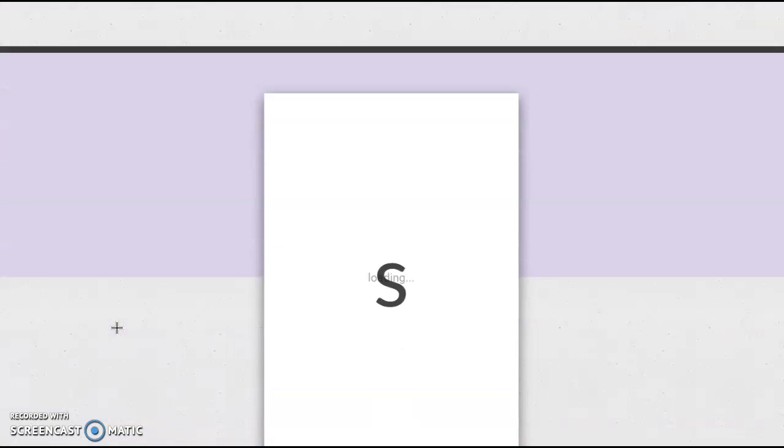Our next letter is letter S. Letter S makes the S sound. Can you make the letter S sound with me? S.